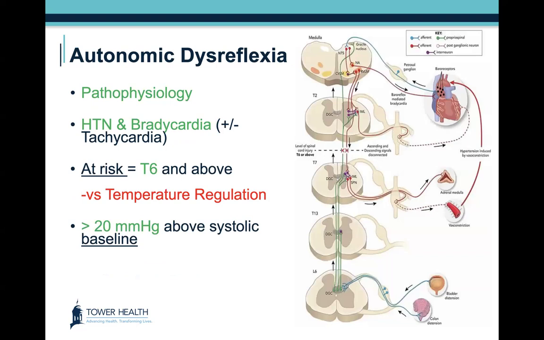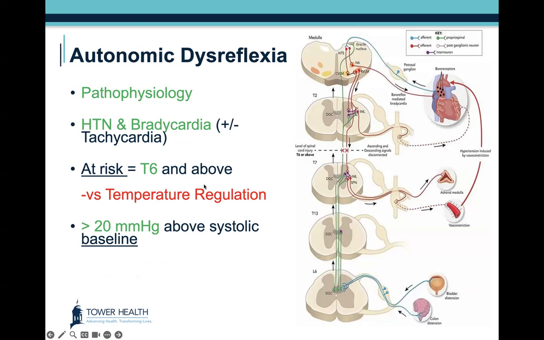Briefly, I just want to talk about autonomic dysreflexia. So they will 100% ask you, what level is it most common at? It's going to be T6 in anyone with a spinal cord injury. The reason for that is that's where your sympathetic chain is. So T6 and above, you're at risk. You can still get it if it's below that level, but it's going to be most common at T6 or above.